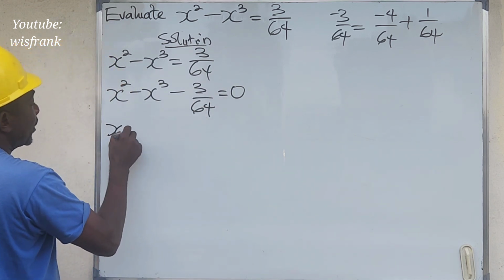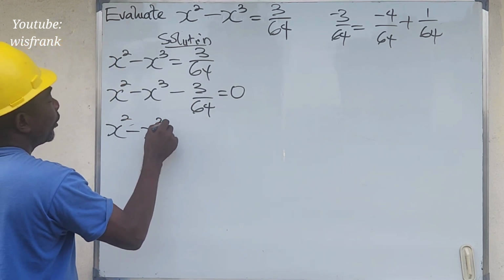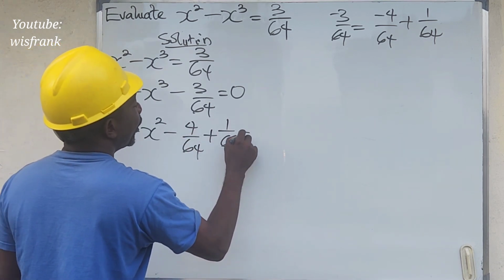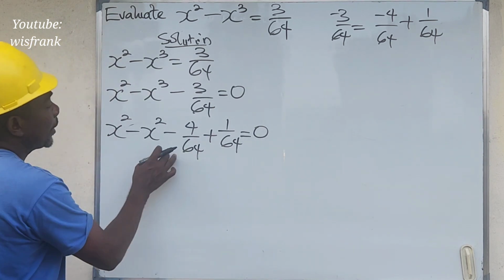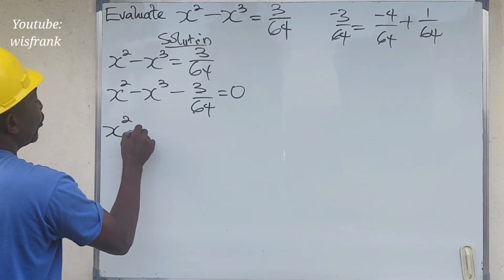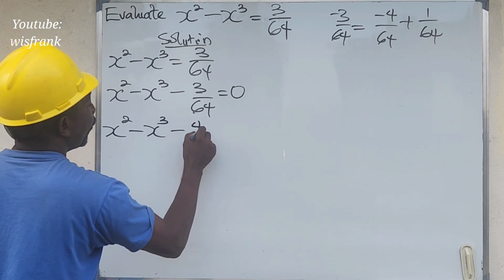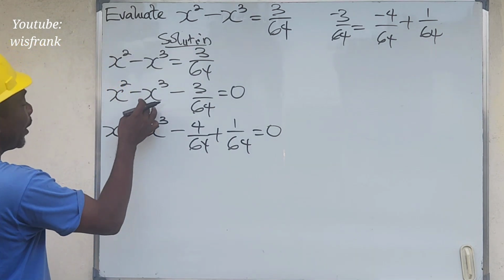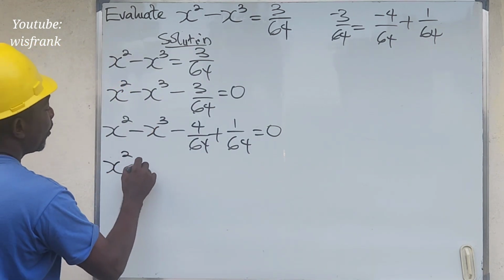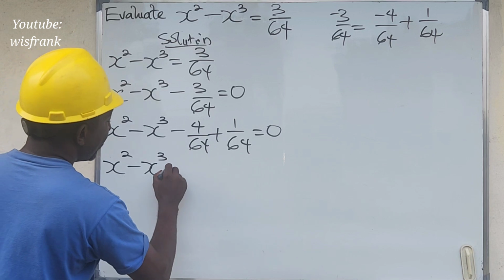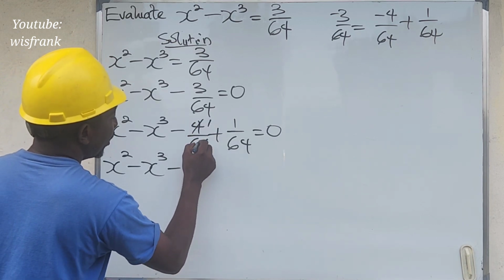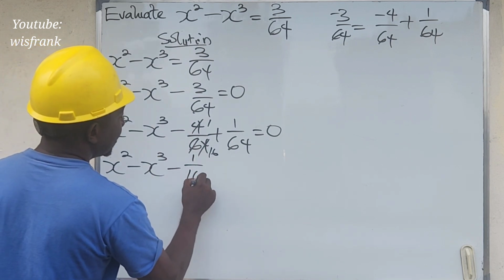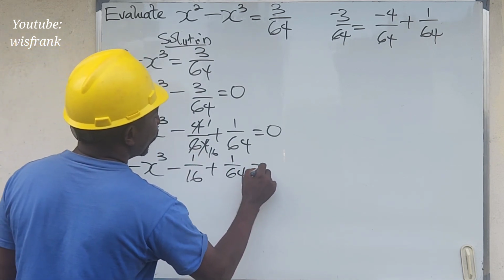So this will become x to the power of 2 minus x to the power of 3 minus 4 all over 64 plus 1 all over 64 equals 0. So here, this can be further simplified. We can further simplify this as x to the power of 2 minus x to the power of 3, minus, 4 will cancel here, 1 and 4 will cancel here. We have 16. So here will become 1 all over 16 plus 1 all over 64 equals 0.